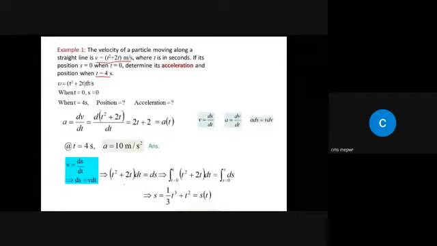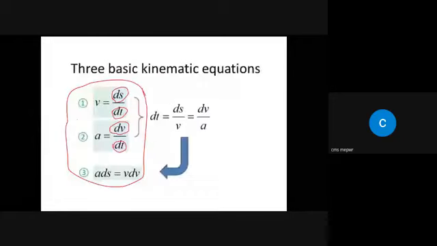We need to use this equation. If you look at over here, we need to find out acceleration, and we need to find out displacement. So we can use these two equations. In this equation, instead of v, we will put that value, and then we can find out this acceleration. And in this one, to find out this displacement, we can put v over here.